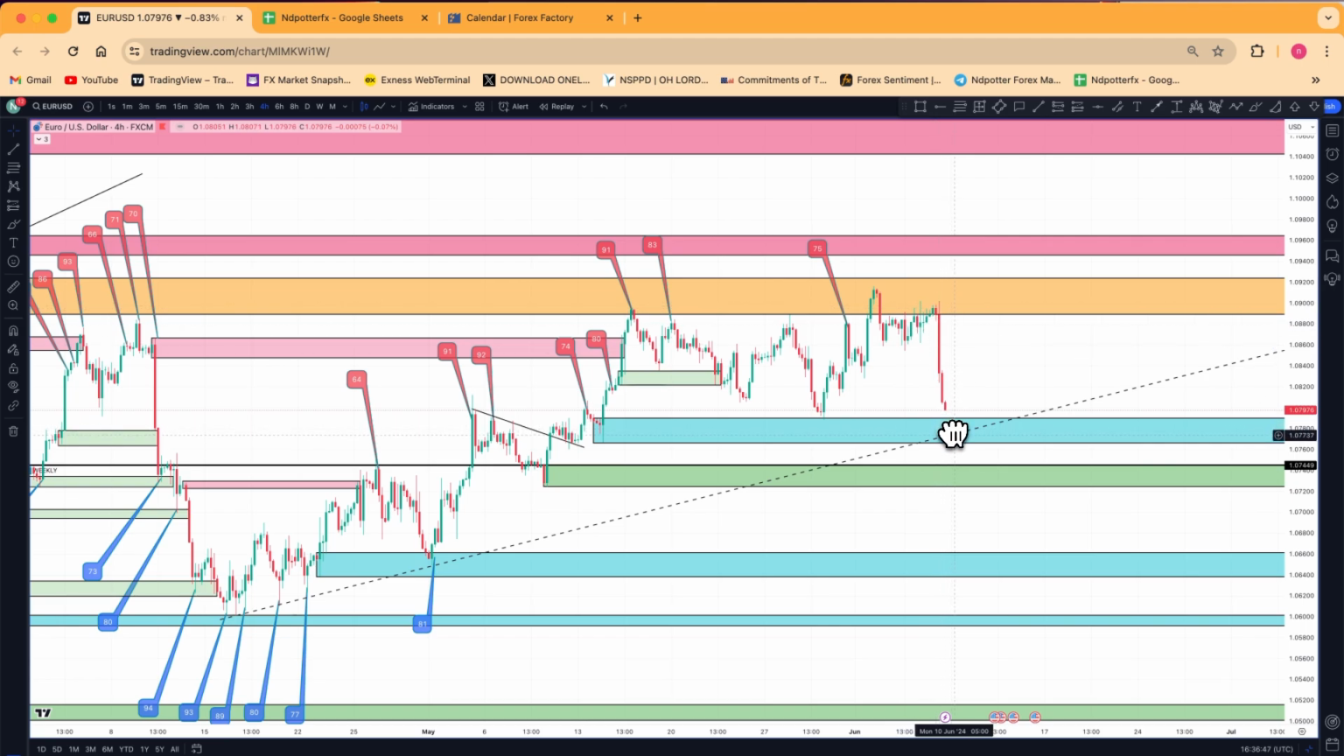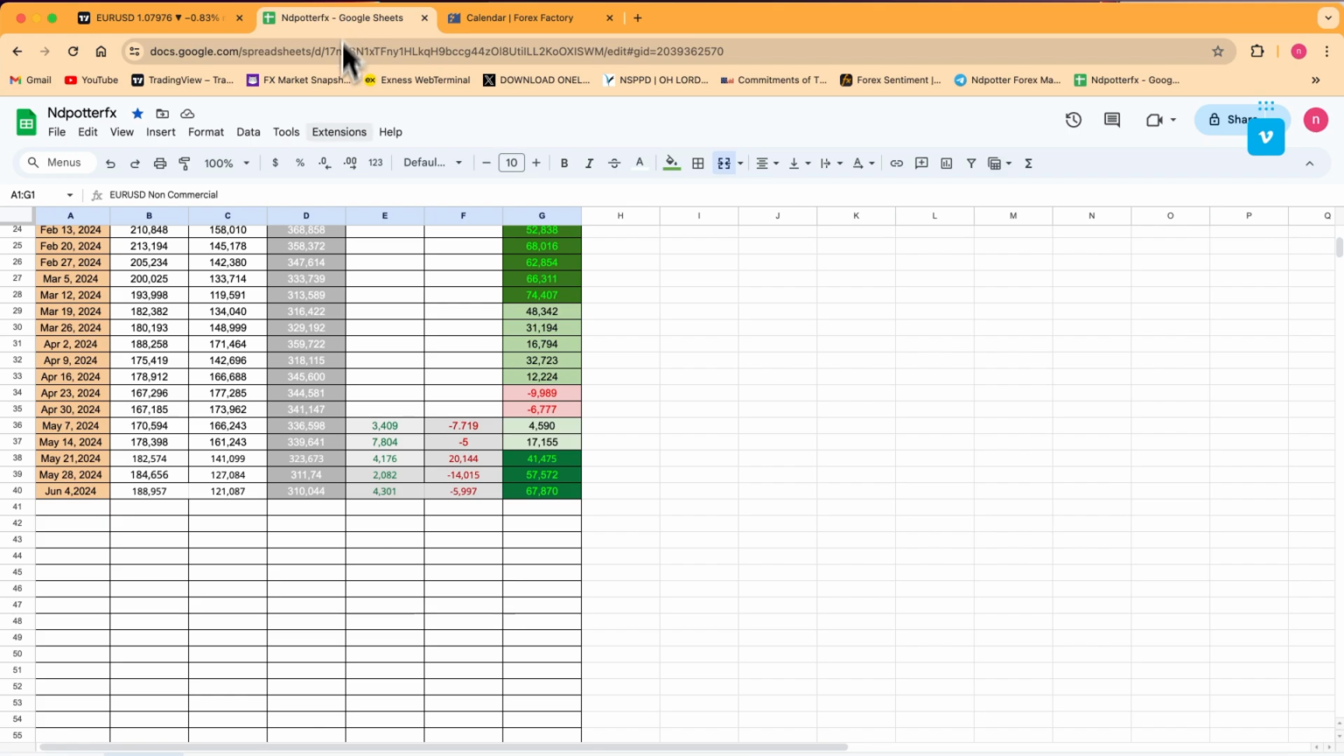After this massive drop on Friday night, when the CFTC data got released, I found out that the high institutions are still aggressively adding to their long position. They are not interested in selling. So what is that telling me? That tells me that in the near future we are going to see massive buying coming into the market. So let me take you guys to the EUR/USD spreadsheet.